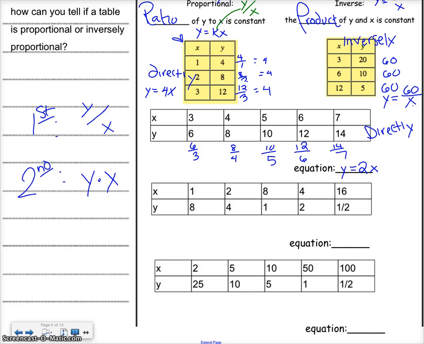Inverse means the product is the same. 8 times 1 is 8. 4 times 2, 8. 8 times 1, 8. 2 and 4, 8. A half is 16 is 8. Hey, the products are all the same, so this is inversely proportional. And my equation for inversely is y equals whatever that common product was, and then you divide it by x instead of multiplying it.